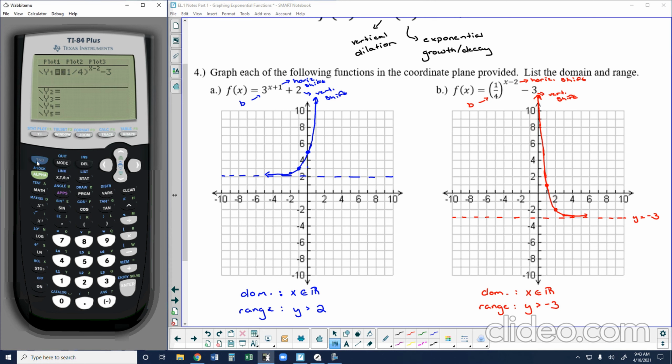So if I had a vertical reflection, I'll go ahead and show that on the graphing calculator. A negative out in front, you can see that my graph, in this case, has the same horizontal asymptote we've shown in B, but now it's below the horizontal asymptote. So the graph is going to be either above or below the horizontal asymptote, but the domain is always going to be all real numbers. It's always going to go to the left forever and go to the right forever.